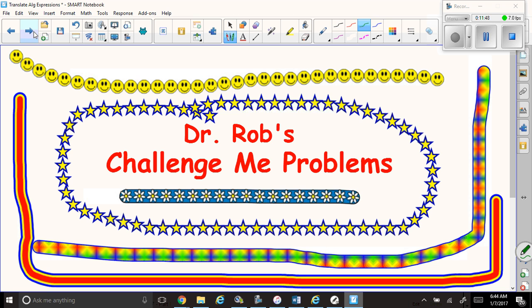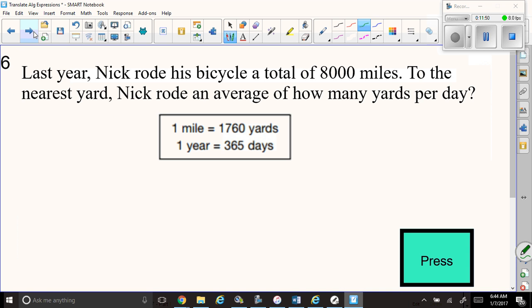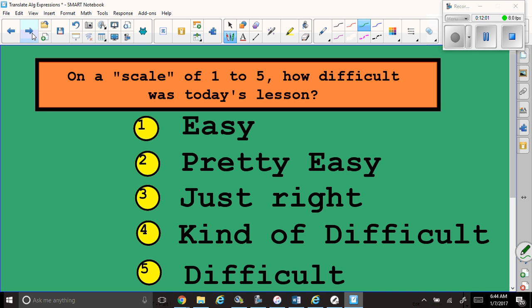So here's a challenge problem. Last year, Nick rode his bicycle 8,000 miles. To the nearest yard, Nick rode an average of how many yards per day? So I hope you'll be able to figure that out.